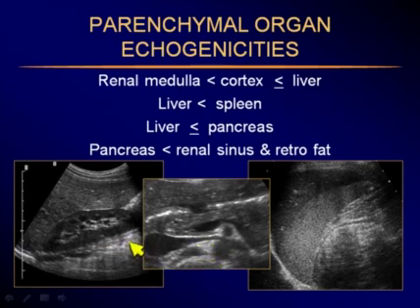is hyperechoic, and also less echogenic than the renal sinus echoes. So renal sinus echoes and the retroperitoneal fat are hyperechoic and the most echogenic of all of these parenchymal organs.